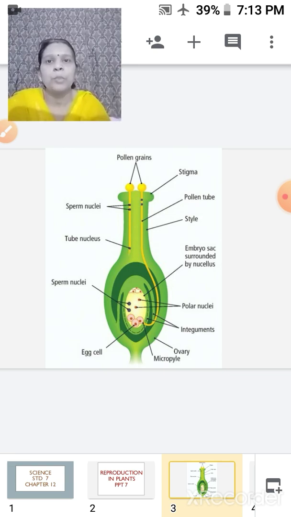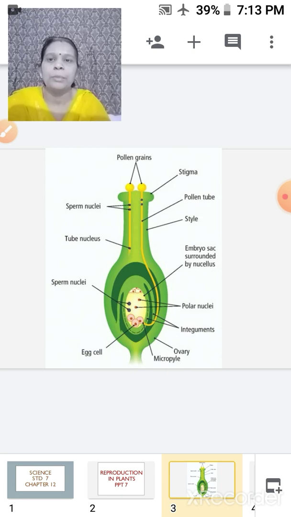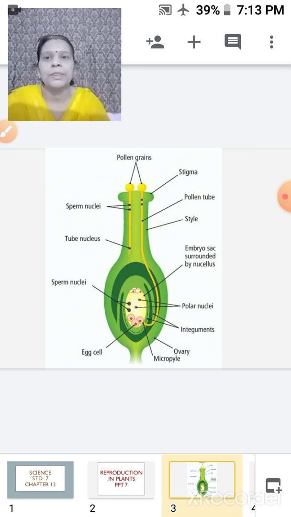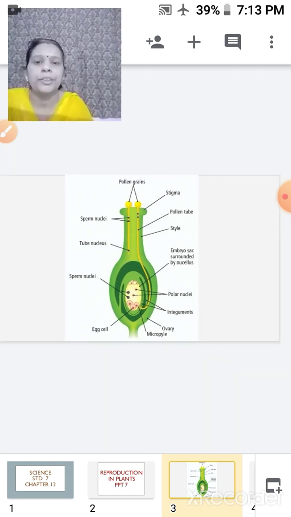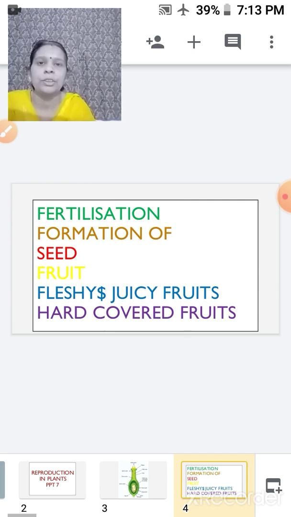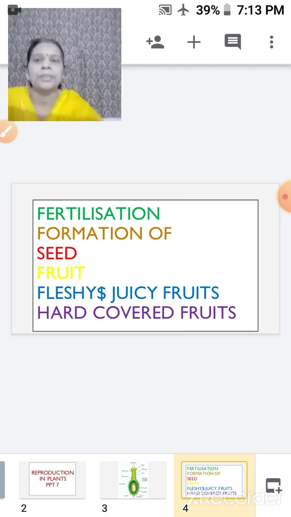When the tip of the pollen tube reaches the ovary, it opens and the male gamete enters the ovule. The male gamete then unites with the female gamete called the egg, and the process of fertilization takes place. This fertilized egg is called the zygote. So this is the process of fertilization, which we studied yesterday.